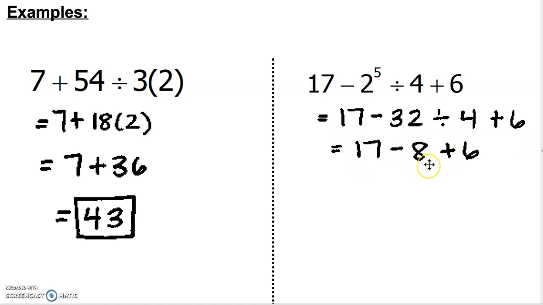Now we see addition and subtraction. We do addition and subtraction from left to right. It doesn't matter if the addition is here and the subtraction is here or vice versa. We always just work from left to right. So we're going to do the subtraction first and then add.